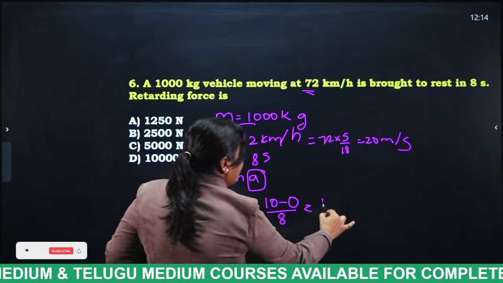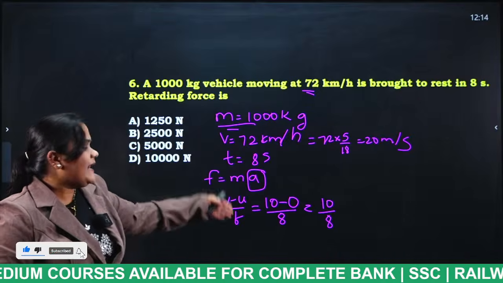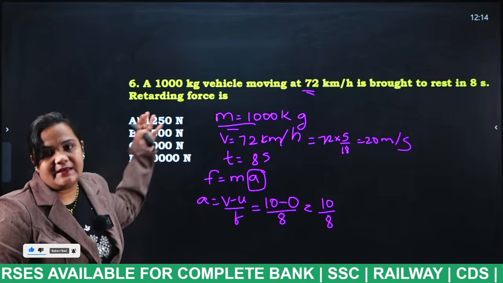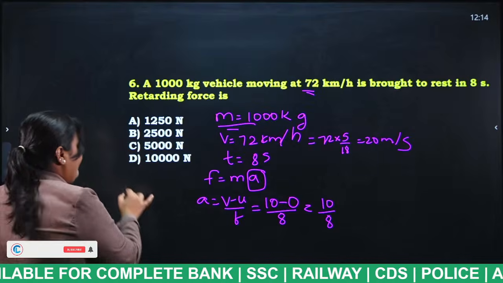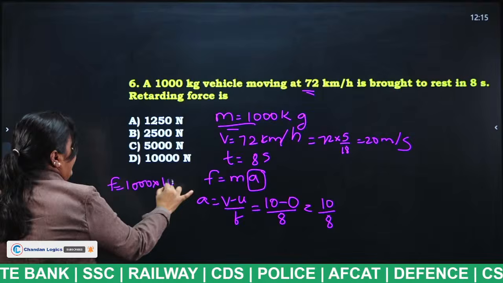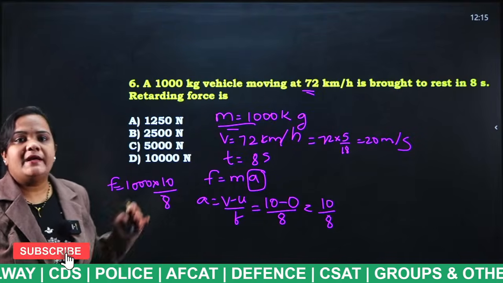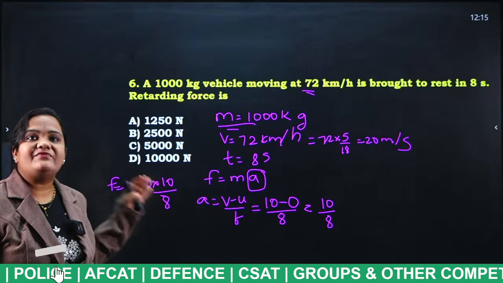So what will you get, students? 10 by 8. And if we substitute this a and m value in F, you will get the retarding force. So F is equal to 1000 into 10 by 8. Now solve it and tell me the answer, students. What is going to be the answer? Tell me. What is the answer for this question?